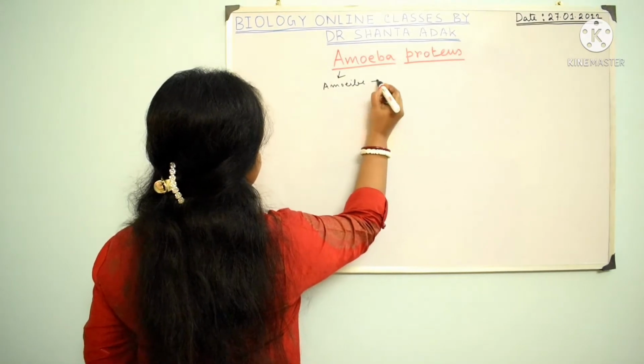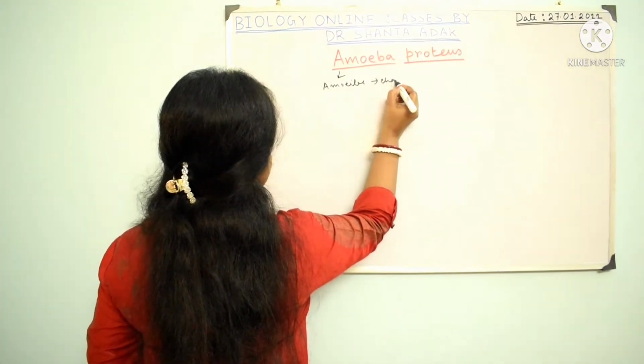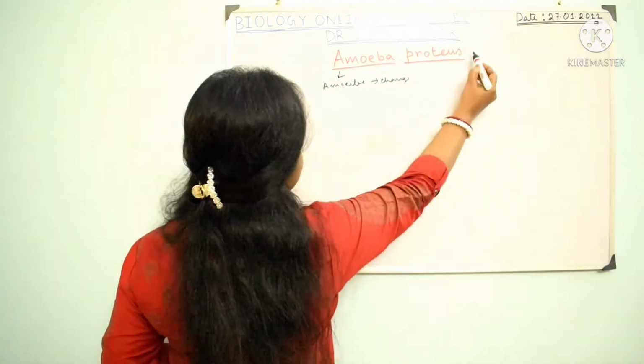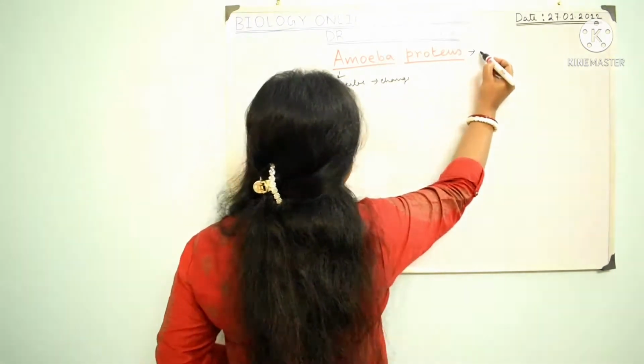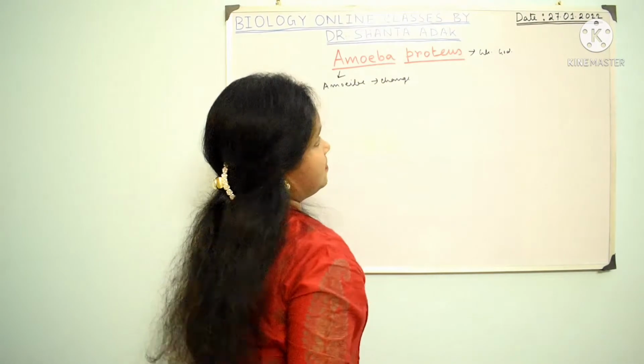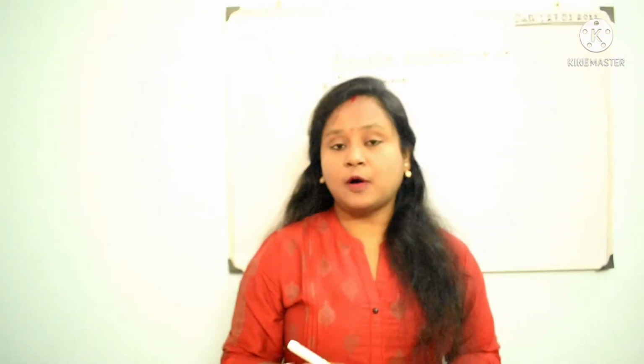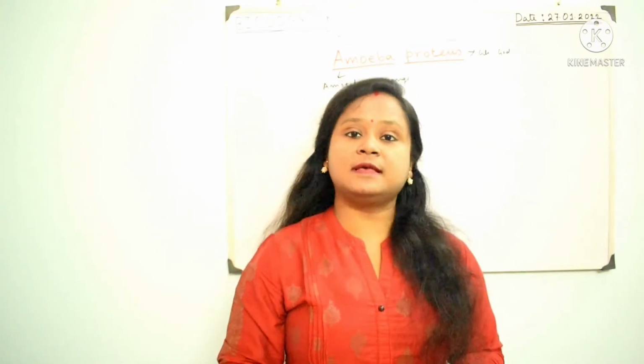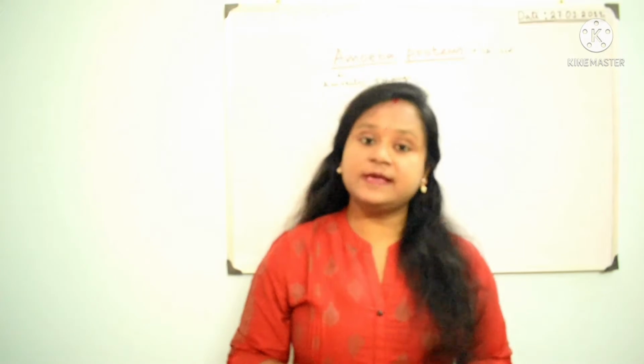Amoeba means change, and Proteus belongs to the Greek god, for its ever-changing shape. It is found in the bottom mud rich in organic material in freshwater ponds, lakes, ditches, etc., and on the under surface of the leaves of aquatic vegetation.